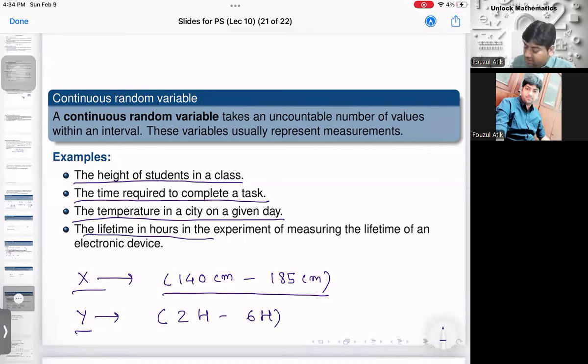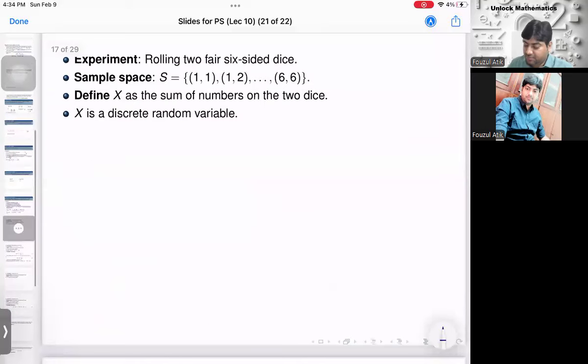Similarly, lifetime in hours in the experiment of measuring the lifetime of an electronic device. What is the lifetime of it? Again, it can be 0 to any number of time, so uncountable. Right? This continuous random variable part we'll discuss later. First, we'll finish some content on discrete random variables.